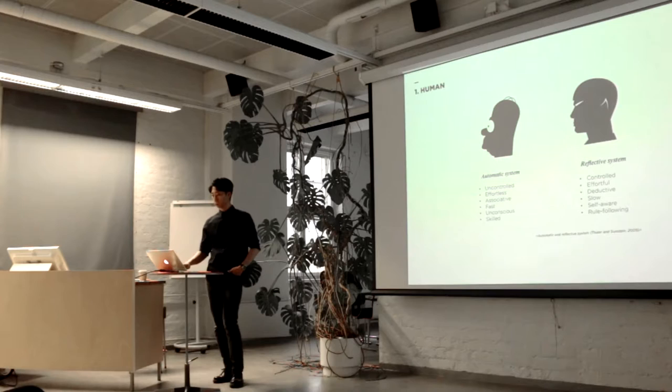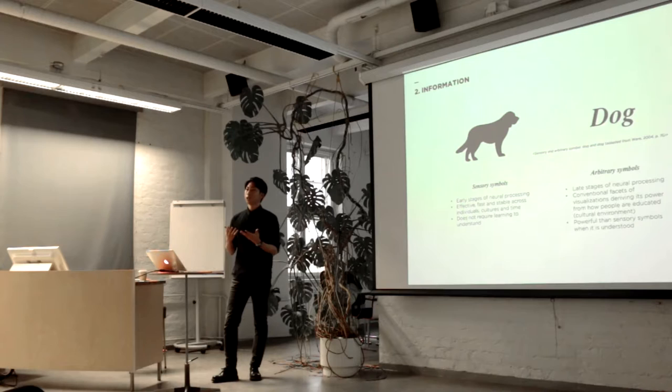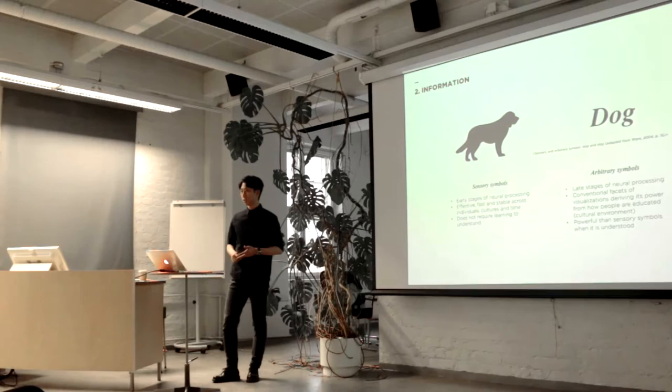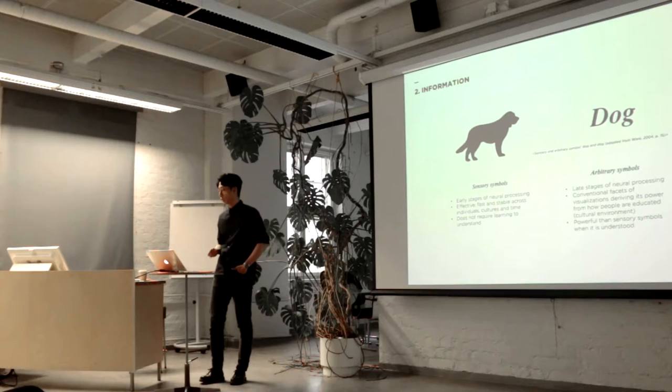Information is mainly categorized by two symbols: sensory symbols and arbitrary symbols. Sensory symbols are things you can understand without learning. They stimulate the early stage of neural processing, and they are effective, fast, and stable across individuals, cultures, and time. In the case of arbitrary symbols, you should learn, you should be educated to understand them. They stimulate the late stage of neural processing, but they are more powerful than sensory symbols when they are understood.